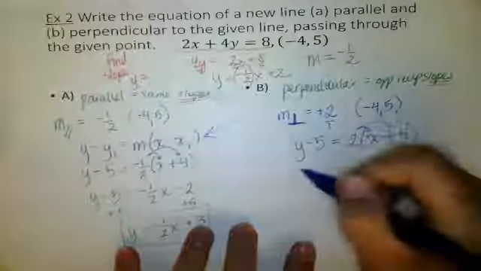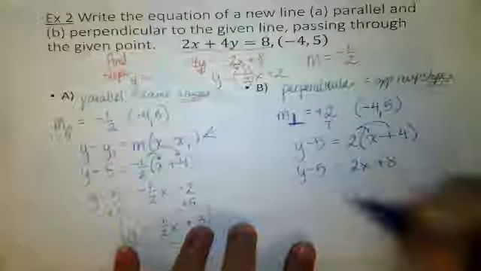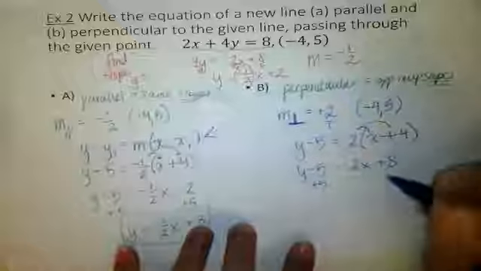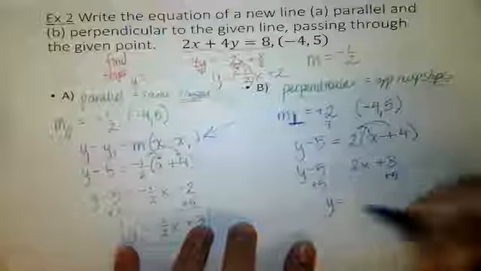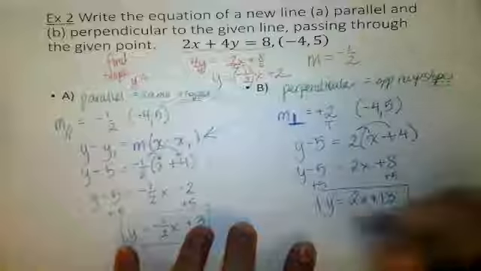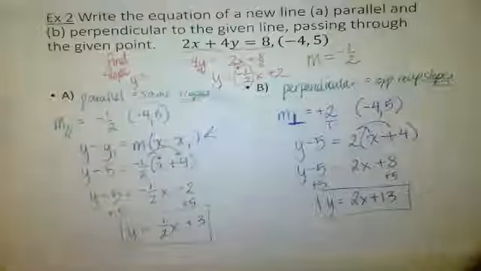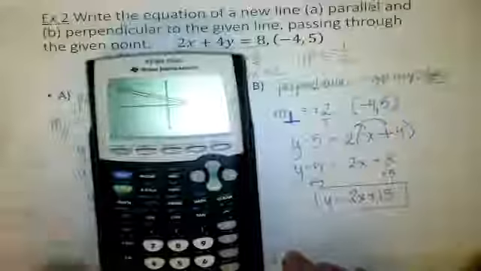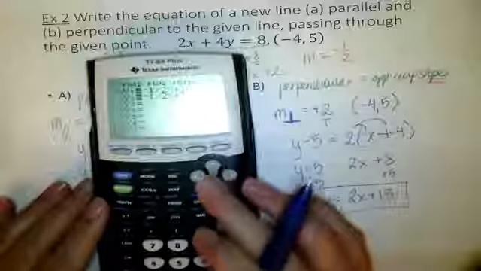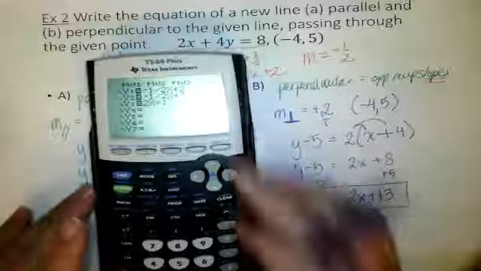What do I get when I distribute? 2x plus 8. Adding 5, we would get 2x plus 13. What was the goal of this line? What should it be? Perpendicular. Can I check it? Yeah, you sure can. y equals 2x plus 13.